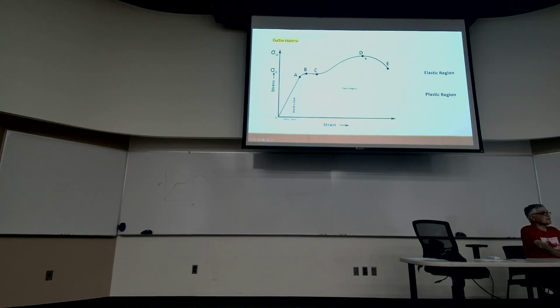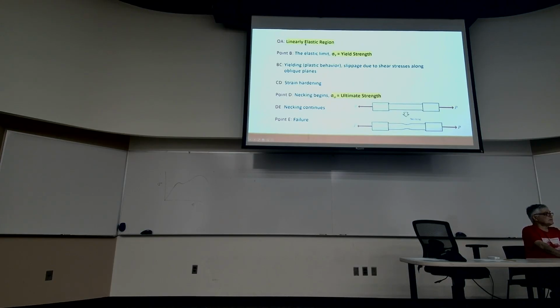So the biggest sigma you see on this figure, sigma U, is called the ultimate stress or ultimate strength. And sigma at point B is called sigma Y, yield stress or yield strength. Both of these are shown in our tables for various materials. So this is what I just mentioned. Sigma Y is yield strength, sigma U is ultimate strength.